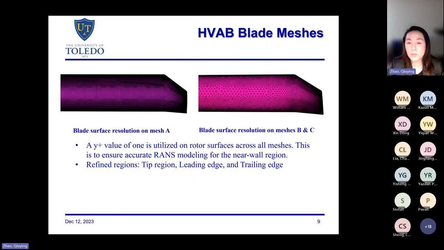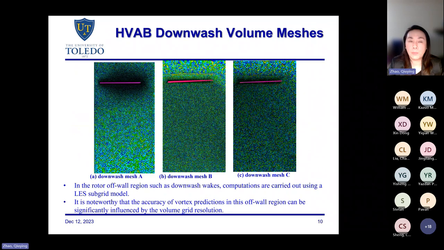And then for both meshes, we refine the tip region, leading edge region, trailing edge region, as well as the hub region. Right. So previously we illustrated the surface grid resolutions among different meshes. Now on this slide, we're going to see the volume mesh refinement among those three grids.